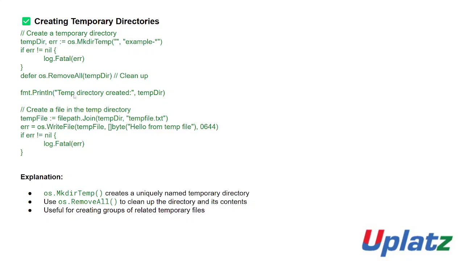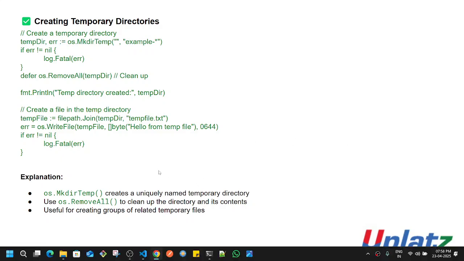fmt.Println temp directory created. This is the temp dir. Created a file in the temp directory: temp file colon equal to filepath.Join temp dir, then temp file.txt. Now error, os.WriteFile temp file, write hello from temp file, 0644. You know what that means. Then if error is not equal to nil, log fatal. So let's try this out again.